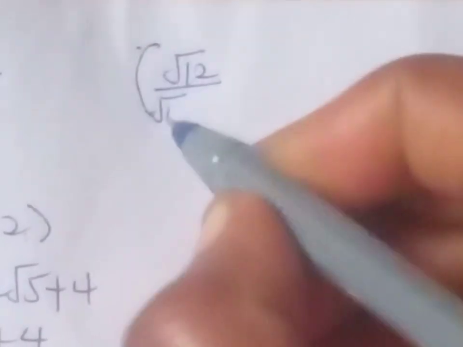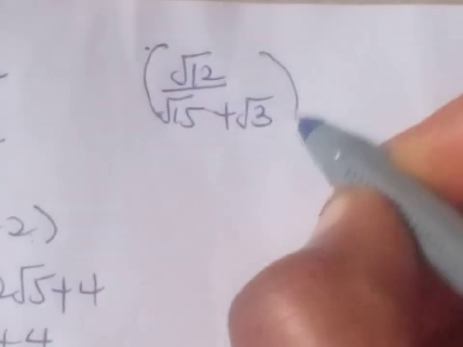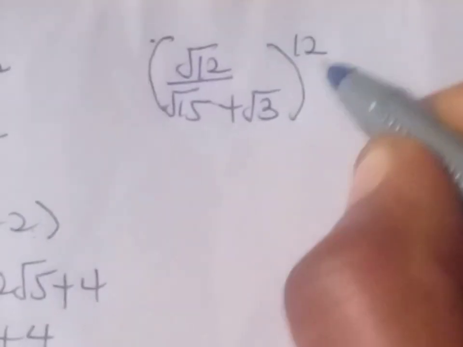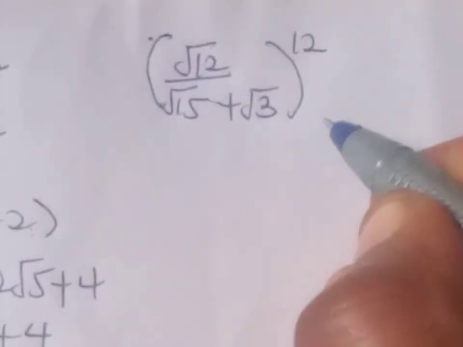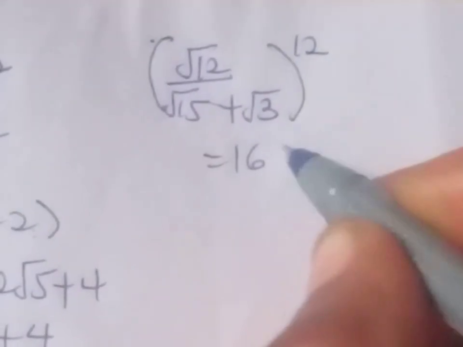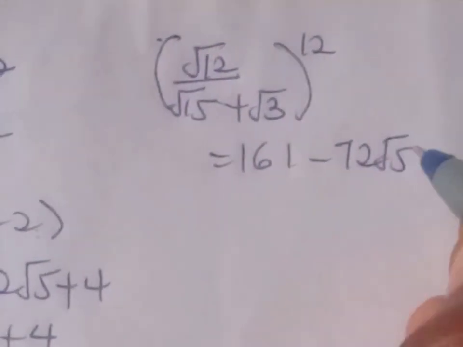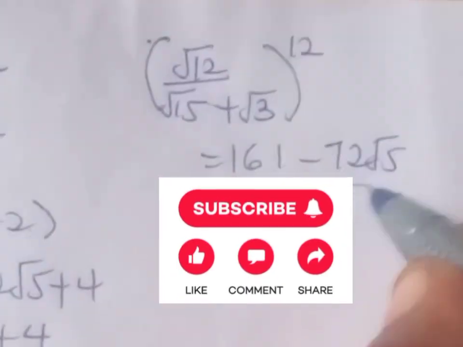Back to our original question, which says square root of 12 divided by square root of 15 plus square root of 3 raised to the power of 12. When we're done with the calculation, we got 161 minus 72 root 5 as our final and correct answer.